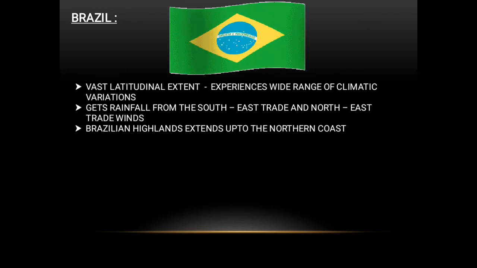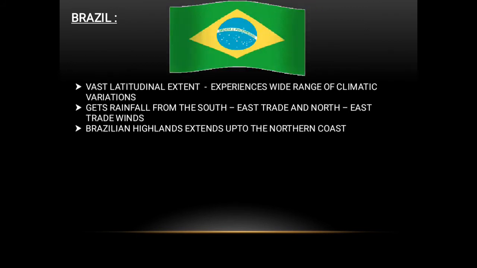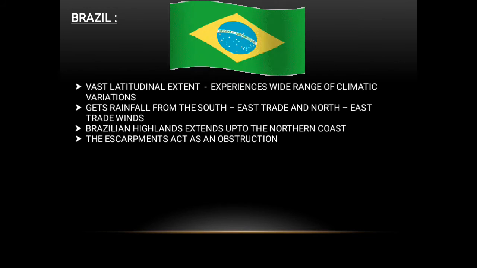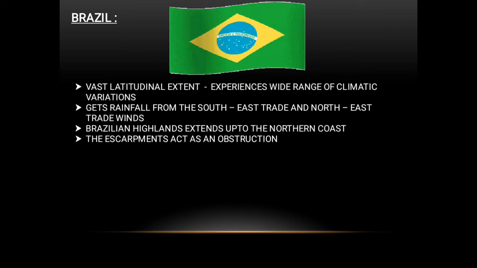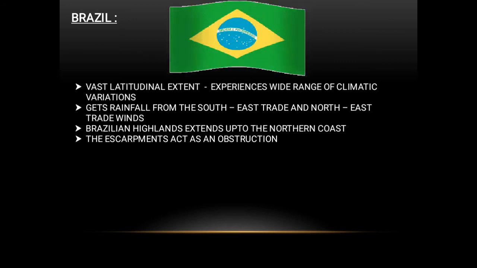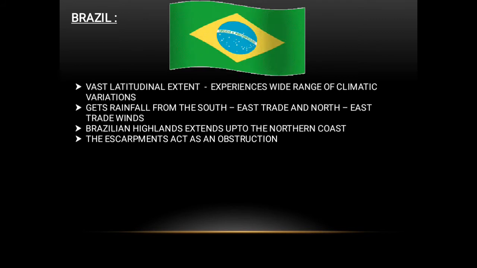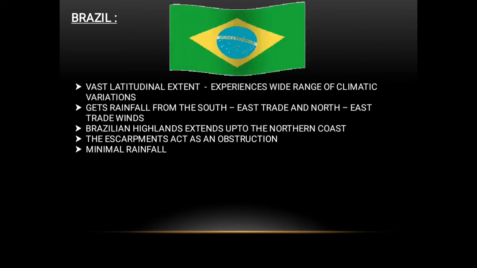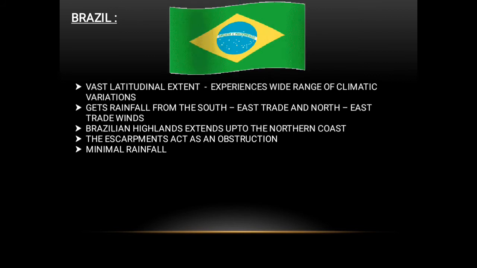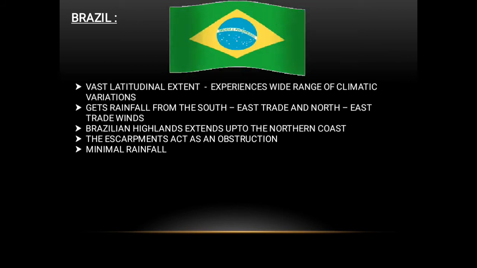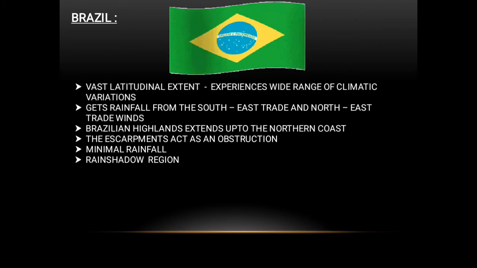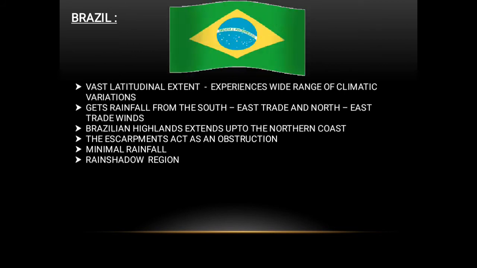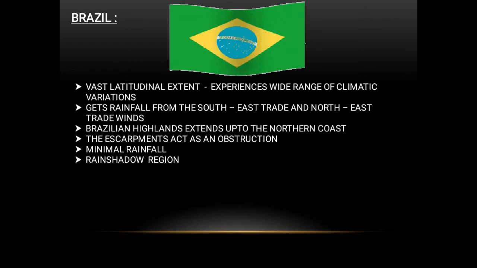Parts of the Brazilian highlands extend up to the northern coast. The escarpments act as an obstruction to the winds coming from the sea and cause orographic rainfall in the coastal region. Beyond the highlands, the effect of these winds is reduced. As a result, the rainfall is minimal. This region is a rain shadow region, called the drought quadrilateral.